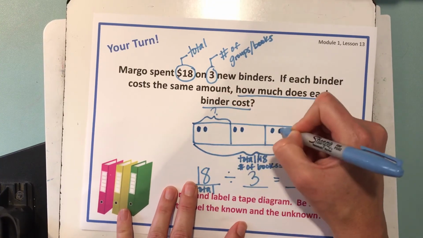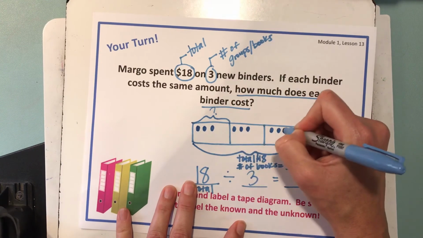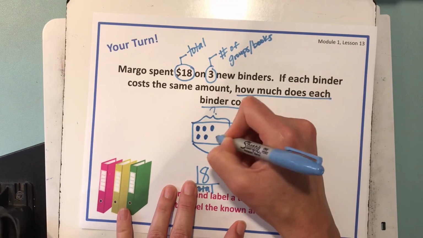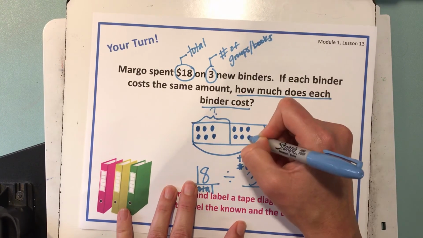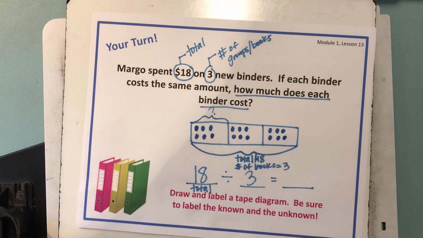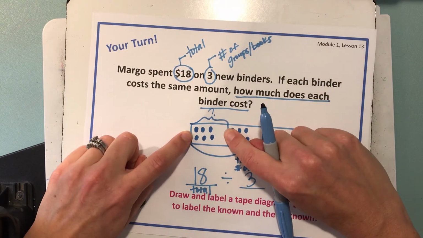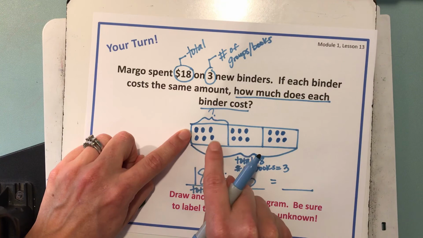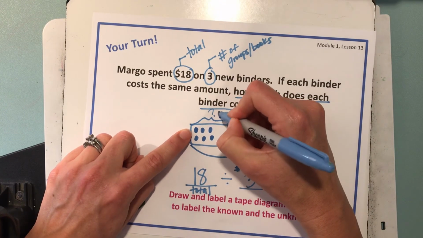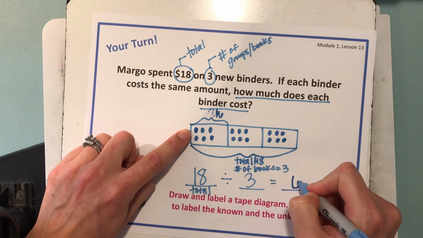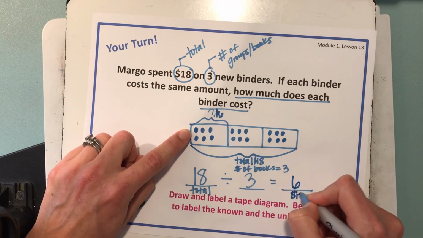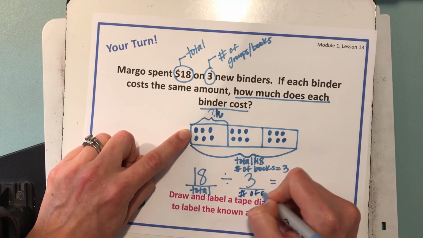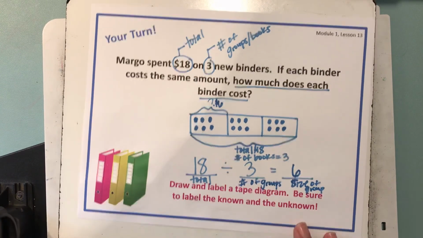4, 5, 6, 7, 8, 9, 10, 11, 12, 13, 14, 15, 16, 17, 18. Ooh, now we know how much Margot spent on each binder, or how much is in one group, right? And it's 1, 2, 3, 4, 5, 6. So we figured it out. It is $6 for each binder. So this was the size of the group. Okay, good job, you guys.